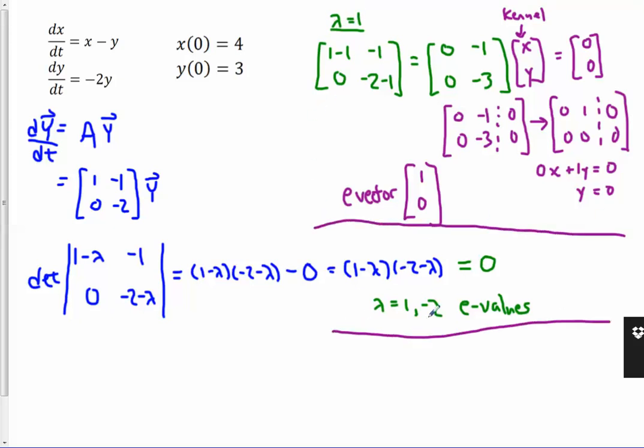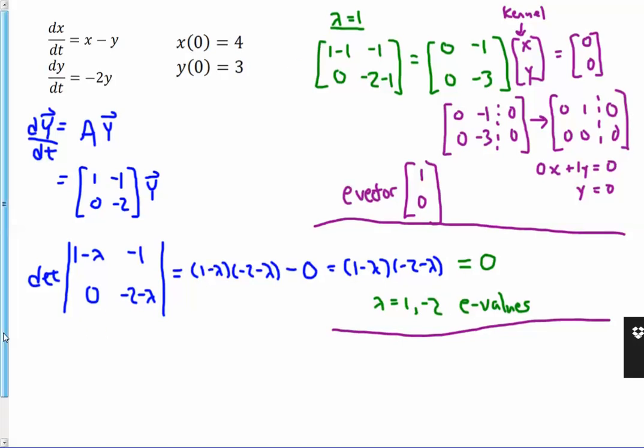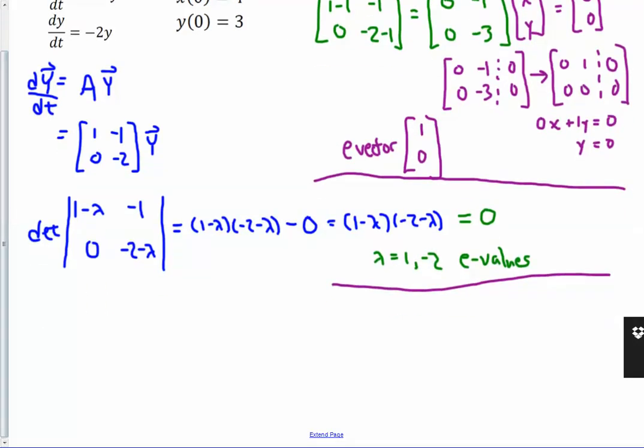Okay, now we'll do the other one as well. Lambda equals -2. So I put in the -2 here for lambda, so I get 1 minus a -2, so 3, -1, 0, and 0.